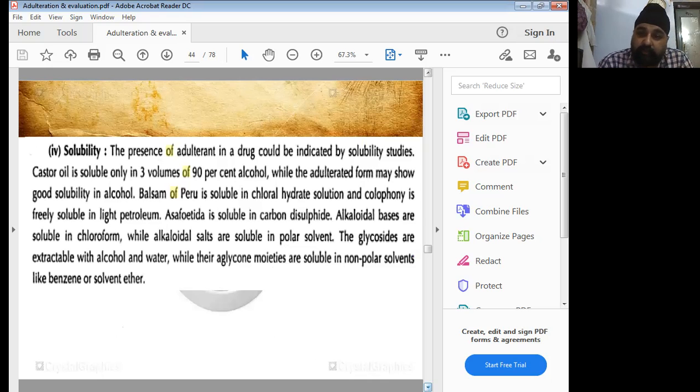Then we try to determine the solubility of the drug, especially oils like castor oil. We try to determine the solubility in alcohol and various other solvents.